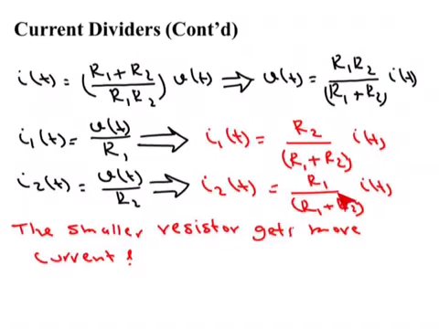So this is the division ratio between them. It is the opposite, and this is something you have to remember. In current division, we use the other resistance, not the resistance you are seeking to calculate its current, okay? So to calculate the current going through the resistance R1, you have to put R2 in the numerator. To calculate the current going through the resistor R2, you have to put R1 in the numerator, and so on. But this tells us something very interesting.